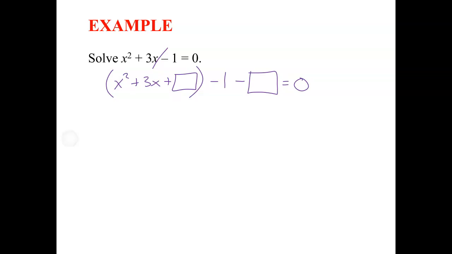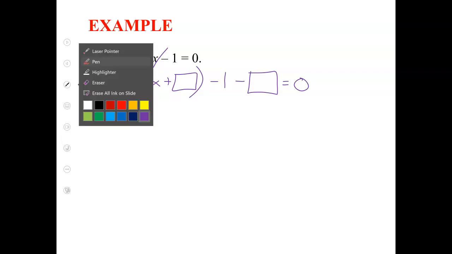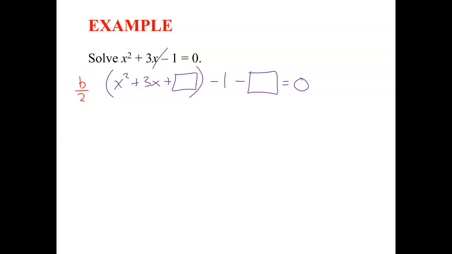What's my formula that tells me what I can put in that square? B divided by 2 squared. What's my b value? 3 over 2 squared. All right? That's already simplified as much as it can be. Don't write as a decimal. It makes it more annoying than it's worth. Leave it as a fraction.